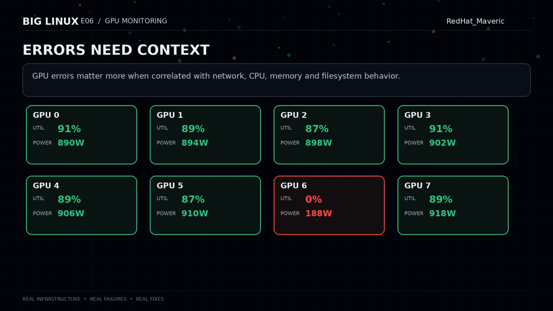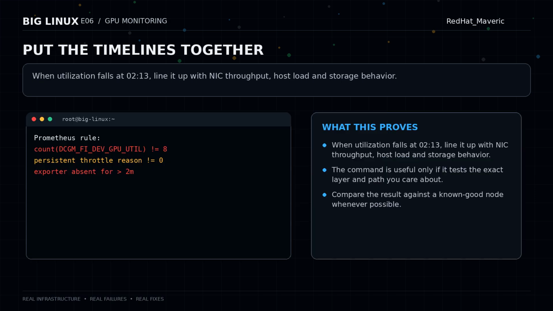This is why I don't like GPU-only dashboards. Put the GPU view next to the system view: GPU utilization, NIC throughput, CPU load, memory pressure, file system behavior, then line the graphs up on the same time axis. Now when utilization falls off a cliff at 2:13 in the morning, you can see what else happened at 2:13.